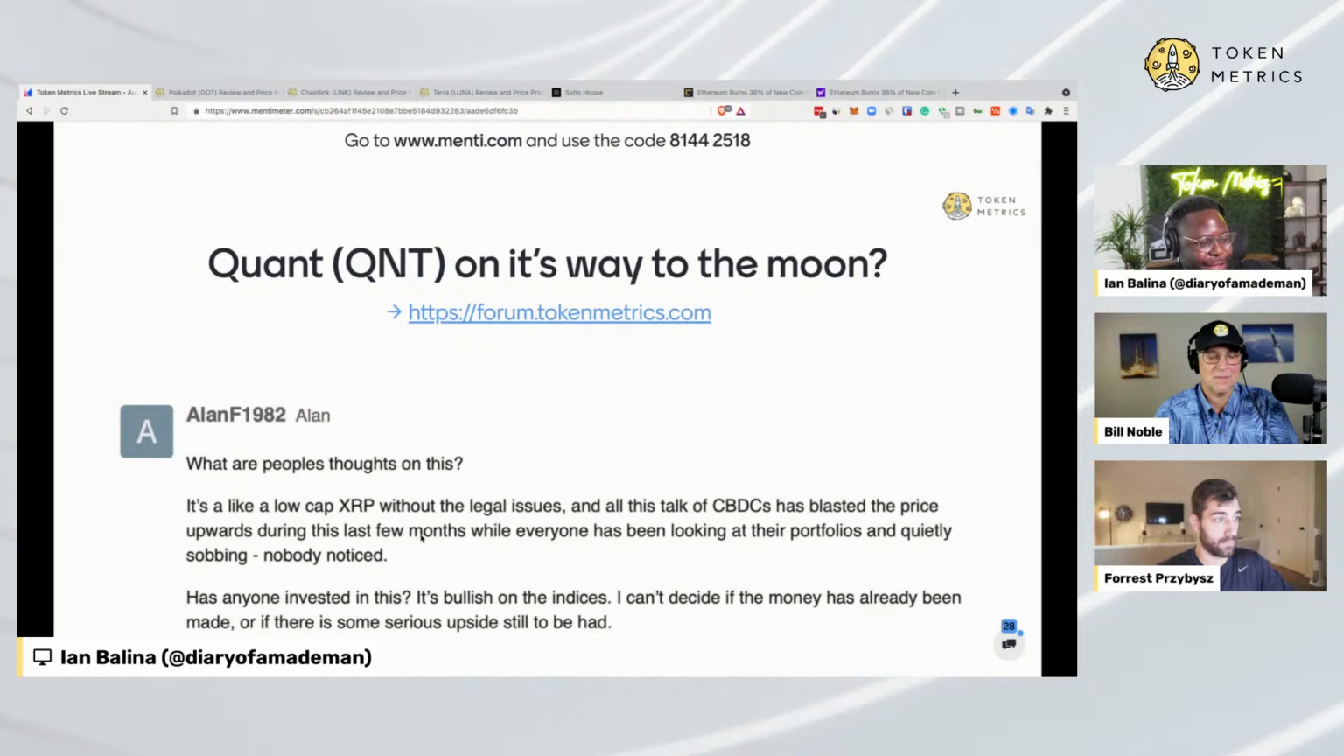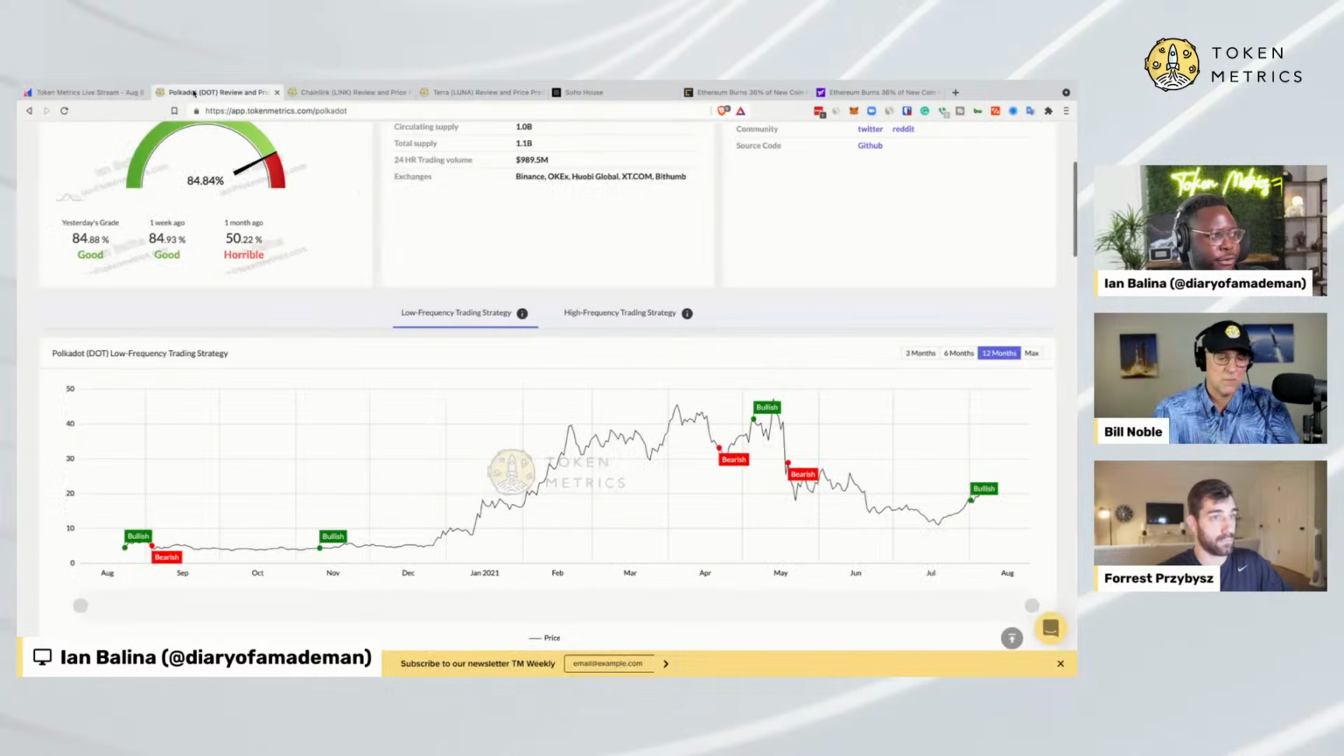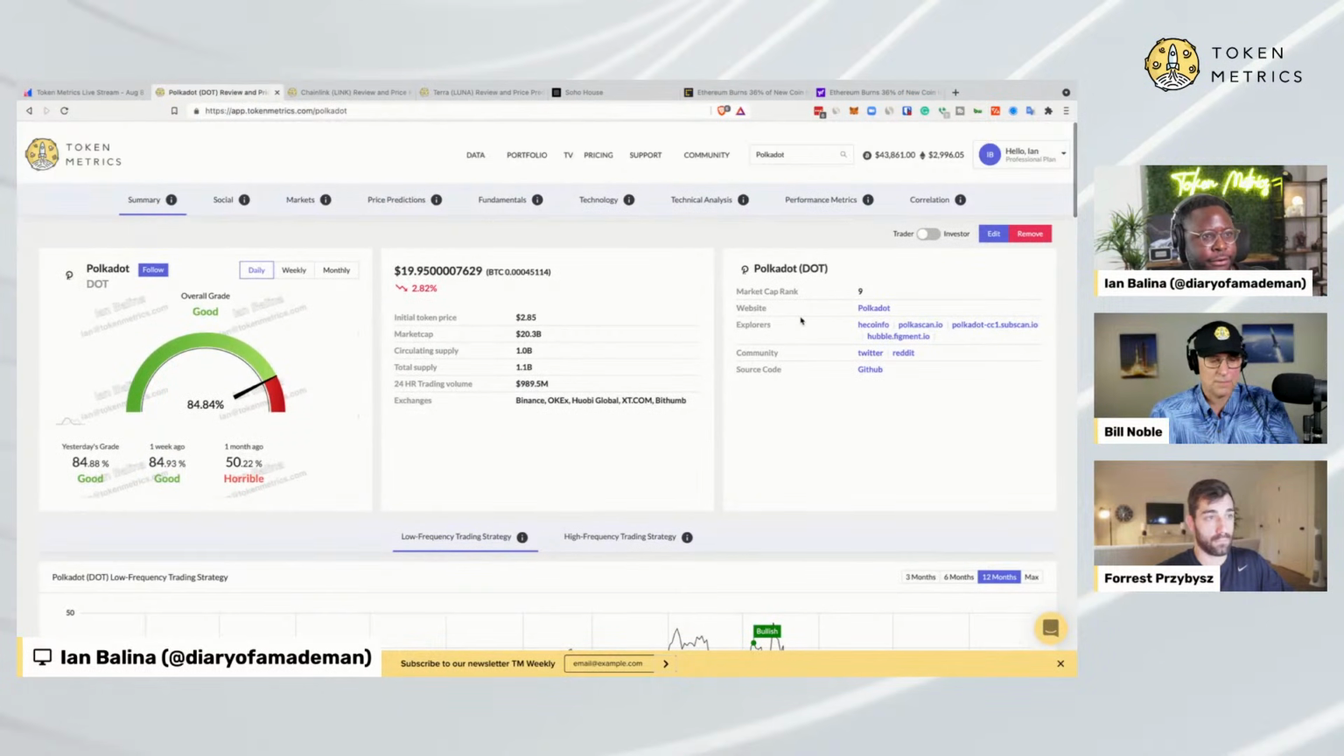Okay. Has anyone invested in this? It's bullish on the indices. I can't decide if the money has already been made or if there's some serious upside still to be had. A very good question. Short answer, I would say just go through Token Metrics and look at the grade. All right, so if we go to QNT, let's pull that up here.